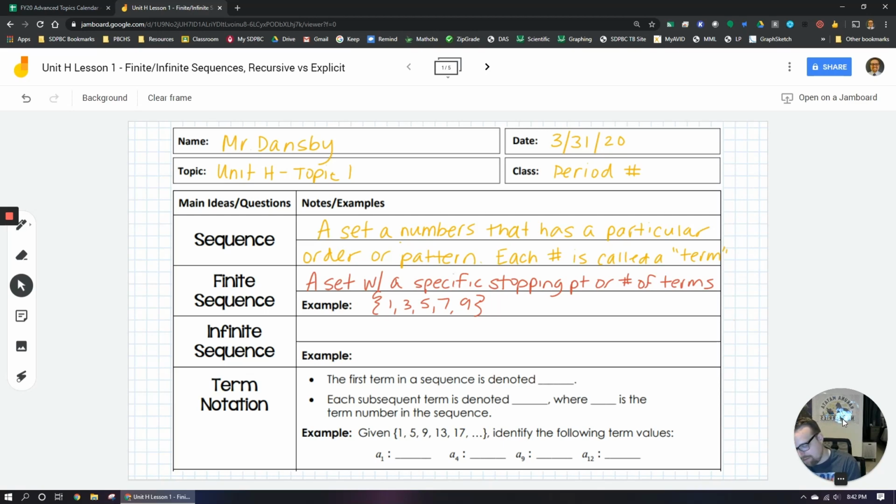So an infinite sequence is when you have a set with an unlimited number of terms. It doesn't end.